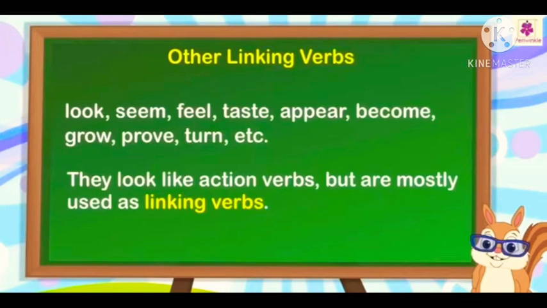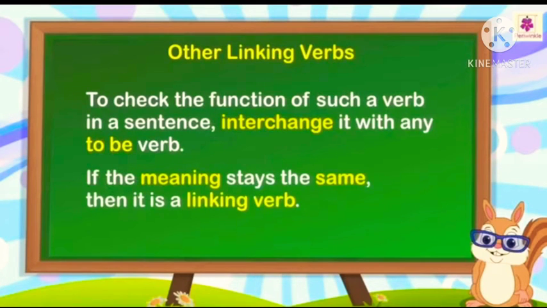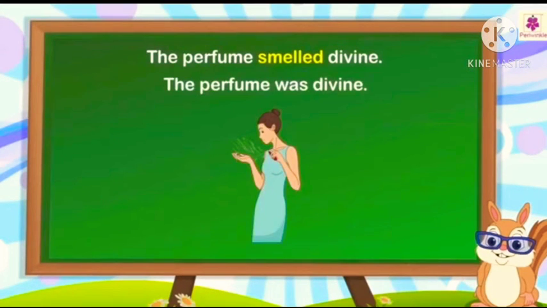Few other common linking verbs are look, seem, feel, taste, appear, become, grow, prove, turn, etc. They look like action words but are mostly used as linking verbs. To check the function of such a verb in a sentence, interchange it with any to be verb. If the meaning stays the same, then it is a linking verb. For example, the perfume smelled divine and the perfume was divine.